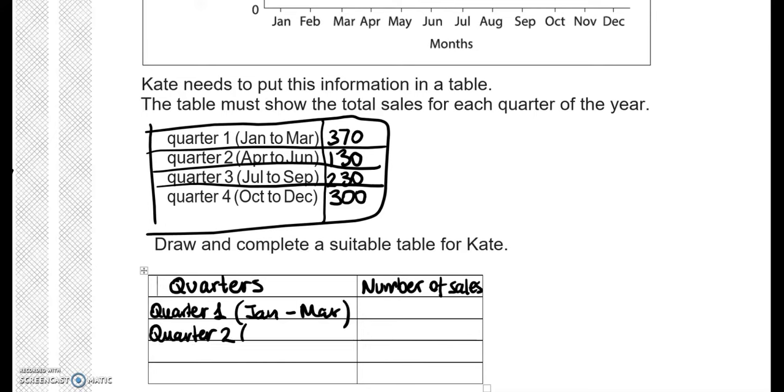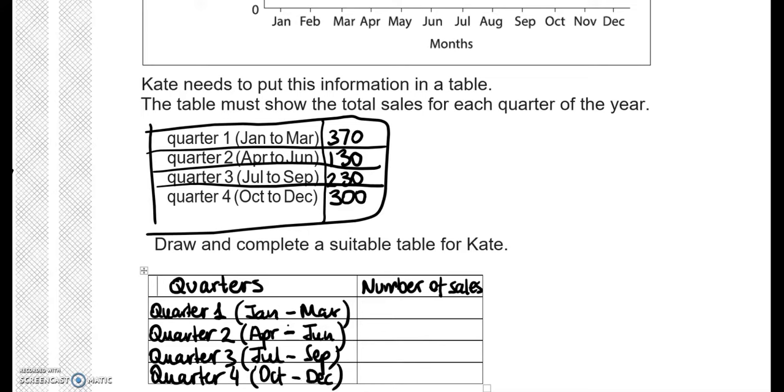Quarter 2, April to June. Quarter 3, July to September. Quarter 4, October to December. So number of sales for quarter 1, 370. For quarter 2, 130. For quarter 3, 230. And for quarter 4, 300.